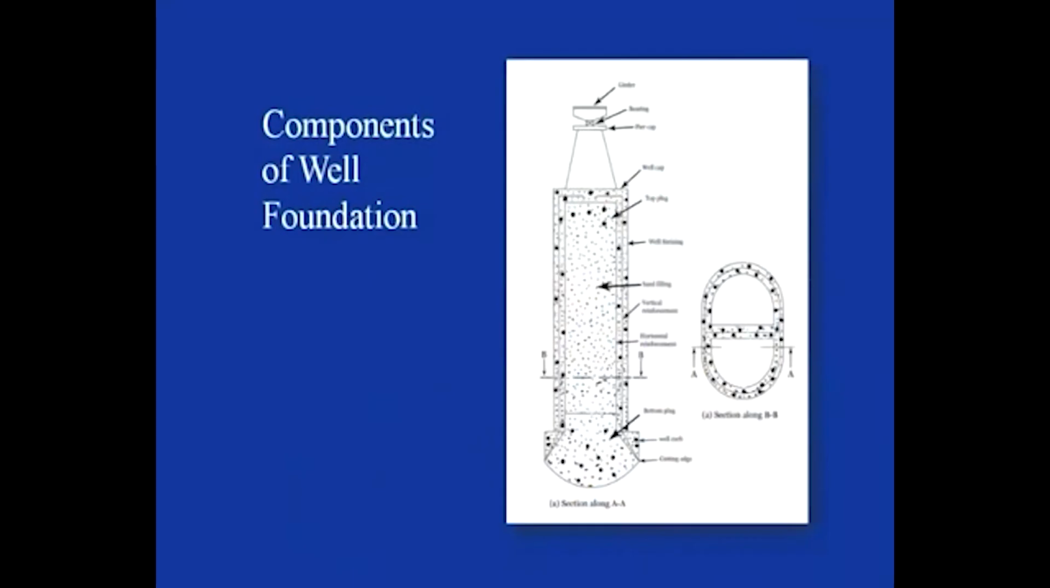We will just see in this particular figure. When you have excavated the soil, this will form the dredge hole, and once the well has reached the required depth, this hole is filled with sand. You can see that the part from this level up to the top of the bottom plug is the sand filling. This helps in transferring the load from the superstructure, and some of the load is transferred to this sand filling and then to the bottom plug.